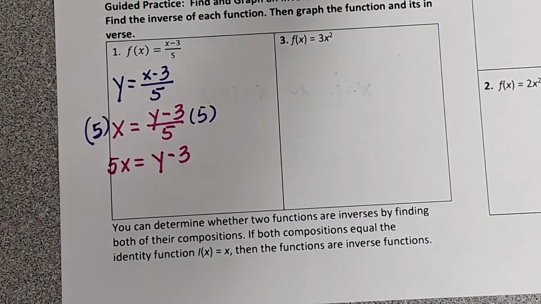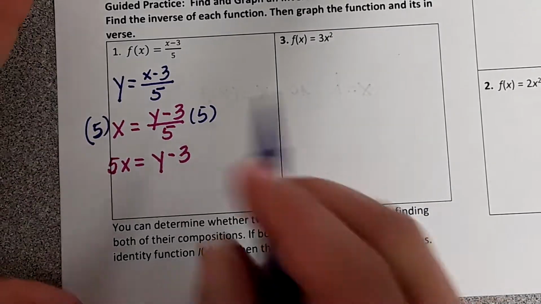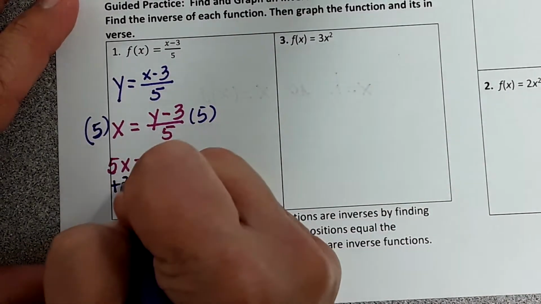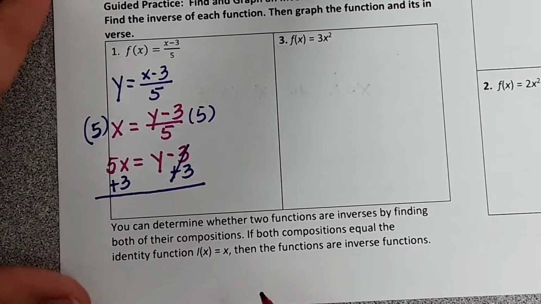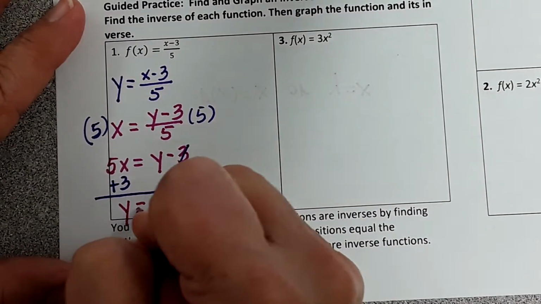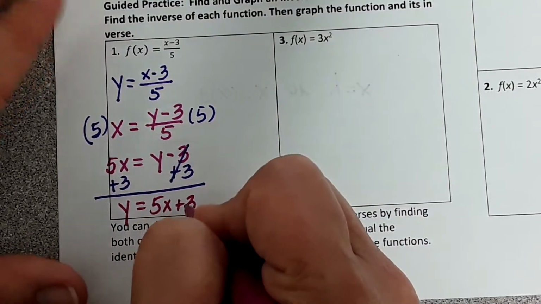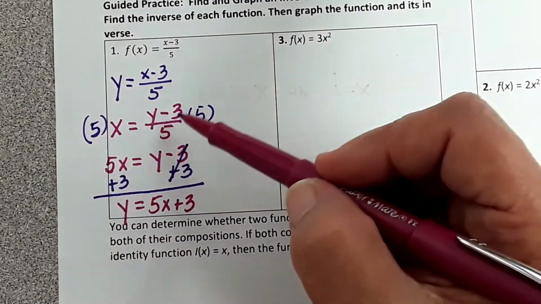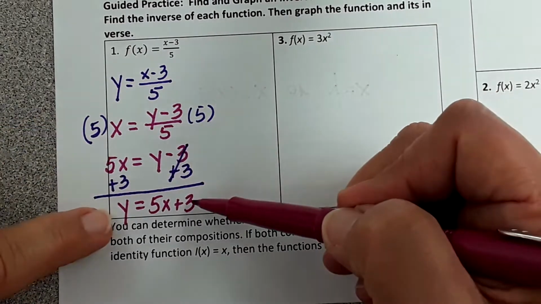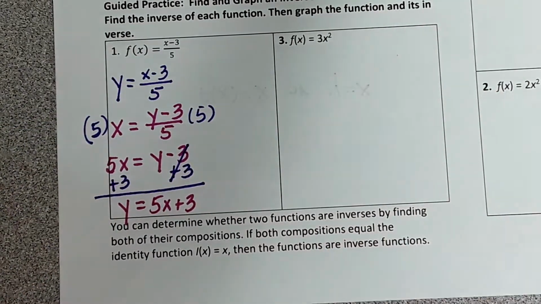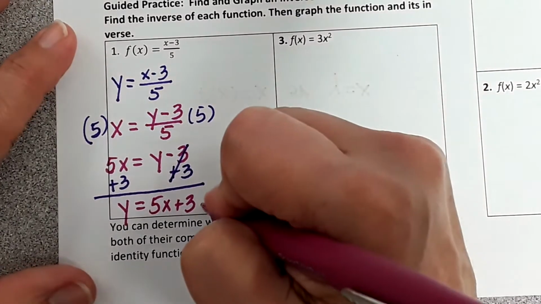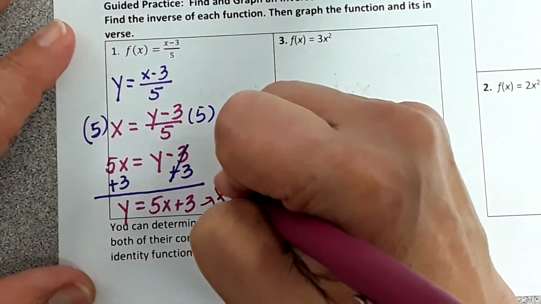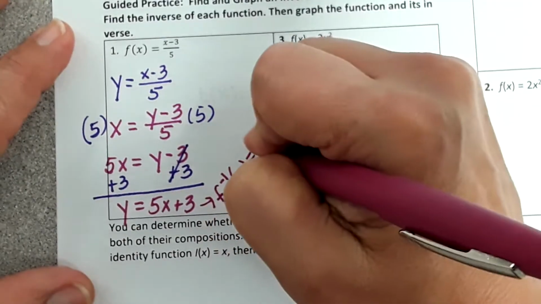Now what? I need to get y by itself, so what do I need to do now? I'm going to add 3 to both sides. And I'm going to rewrite it, you guys, so that y is on the left side, and it becomes 5x plus 3. So this was step 1. This was step 2, multiplying by 5, and this final answer is step 3. And now step 4 says rewrite it, replace y with the inverse function notation. So that would be f to negative 1 of x equals 5x plus 3.